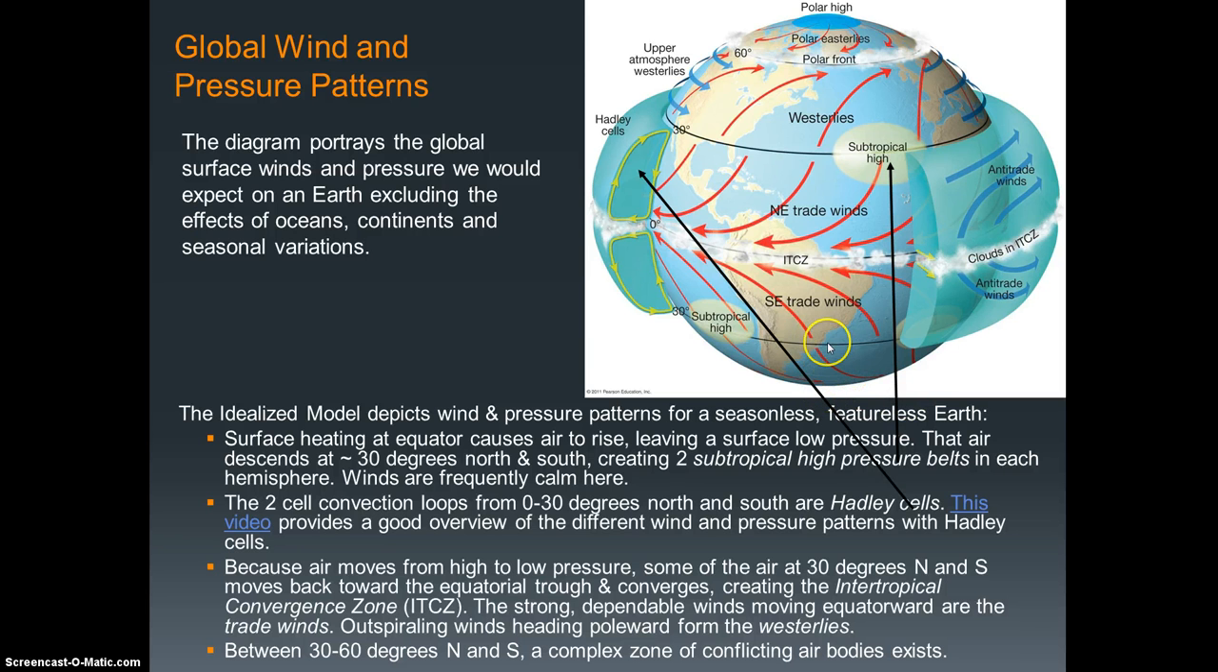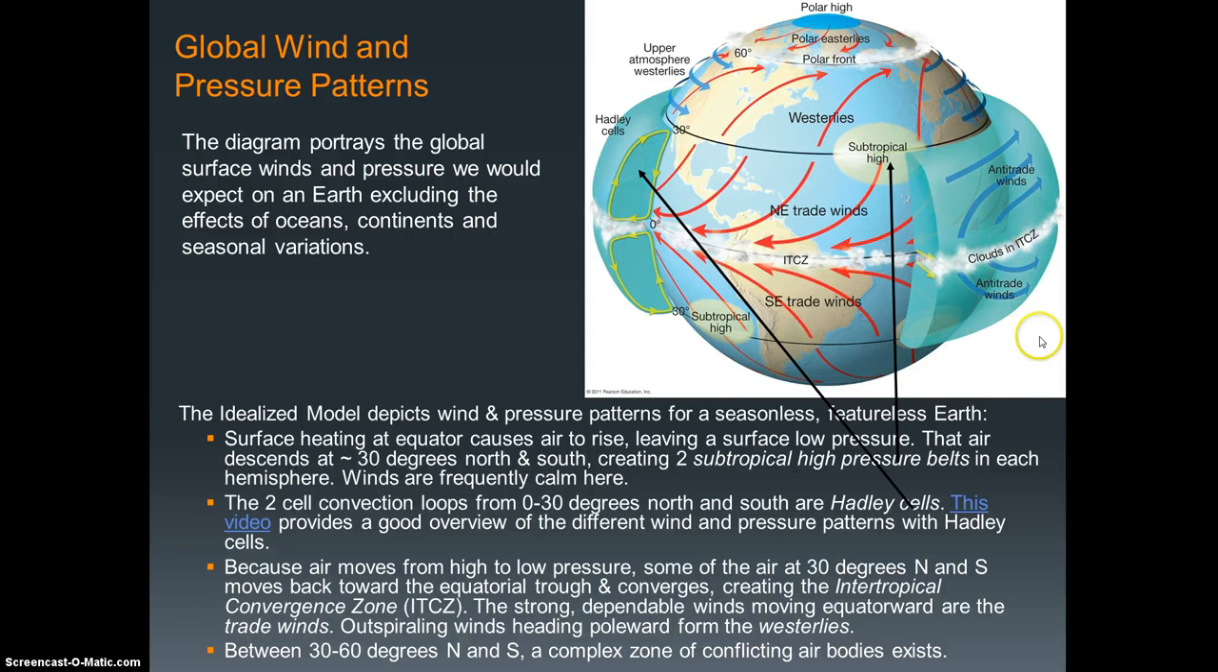Same here with between 30 and 60 degrees north and south. The westerlies, for those of us here in the United States, really play a very important role in our weather and with the production of the mid-latitude cyclone, which we'll get to soon here. So this is a complex zone of conflicting air bodies where you have the easterlies coming out of the poles, the polar easterlies, and the westerlies. Where those are converging, you have the polar front. And this will migrate seasonally, giving us those mid-latitude cyclones here in the mid-latitudes.